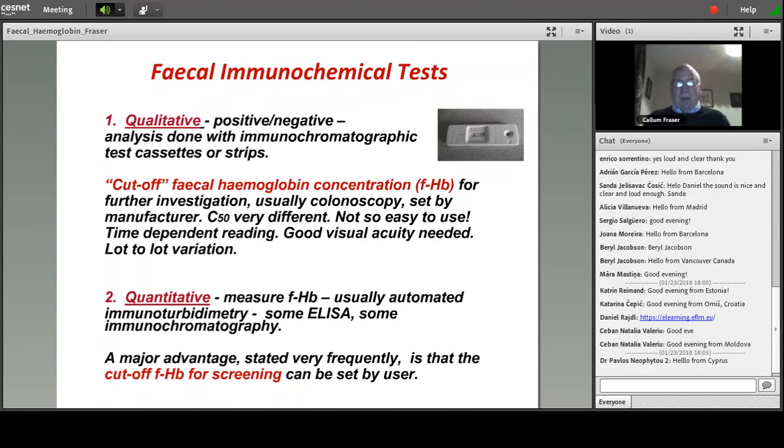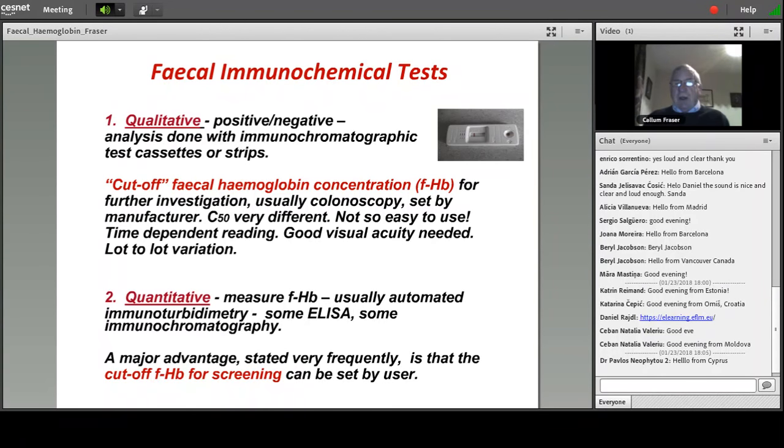Reading the lines that appear is very time dependent. If you read too early, you get false negatives. Too late, you get false positives. Very good visual acuity is needed. And even with one manufacturer, there is lot-to-lot variation.